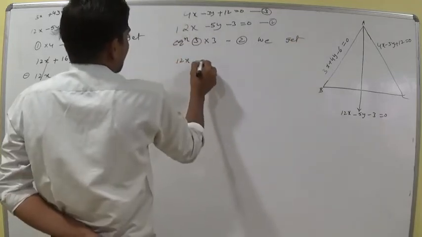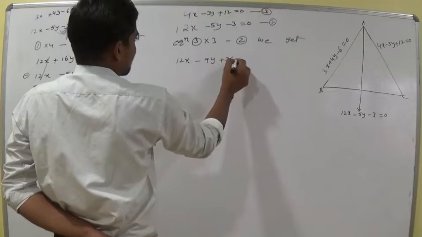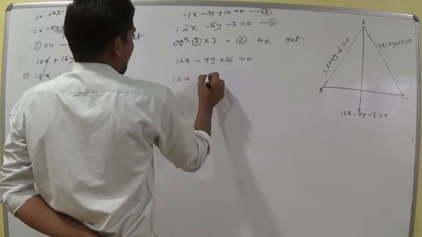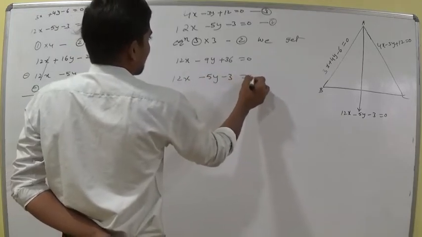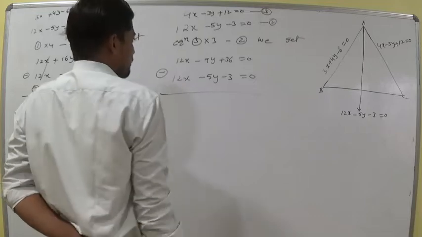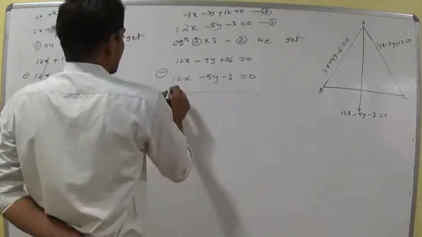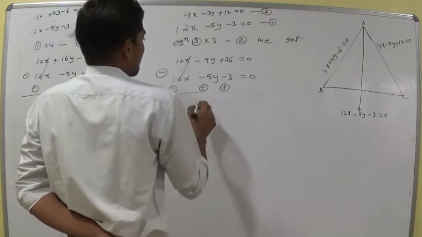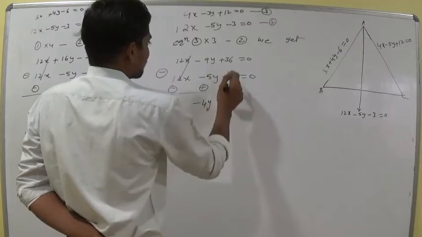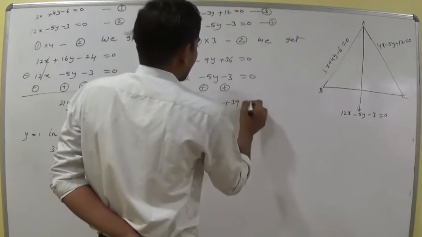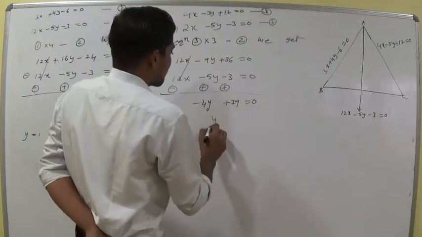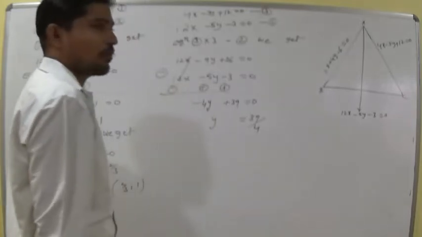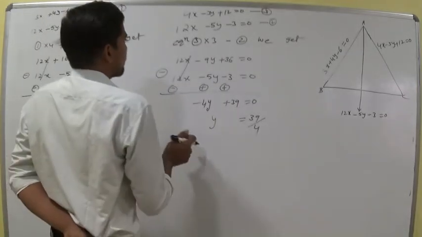So 12x minus 9y plus 36 equal to 0, and 12x minus 5y minus 3 equal to 0. We are going to subtract, so signs will be changed: minus, plus, plus. So minus 4y plus 39 equal to 0. So y is equal to 39 by 4. With y equal to 39 by 4, in any equation we can get the x value.